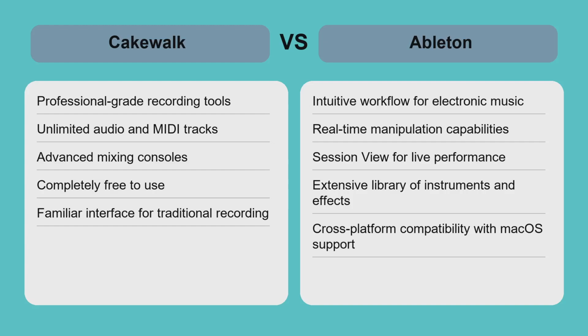Comparing Cakewalk and Ableton highlights their strengths in different production scenarios. Cakewalk excels in studio environments focused on recording live instruments, offering detailed audio editing and mixing at no cost. It's perfect for bands and traditional producers. Ableton shines in electronic music production and live settings, with its clip-based Session View enabling spontaneous creativity and performance. However, Ableton's price and non-linear workflow might be challenging for those used to classic DAWs.